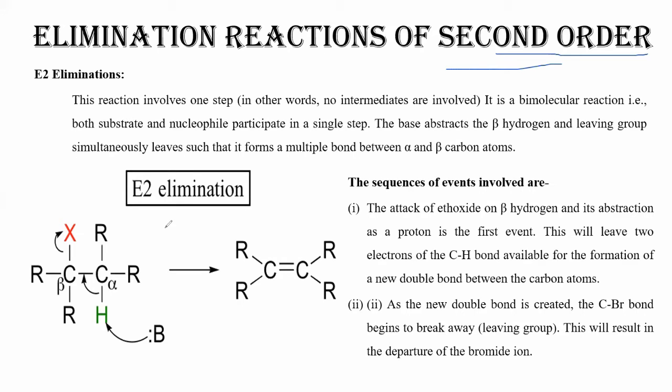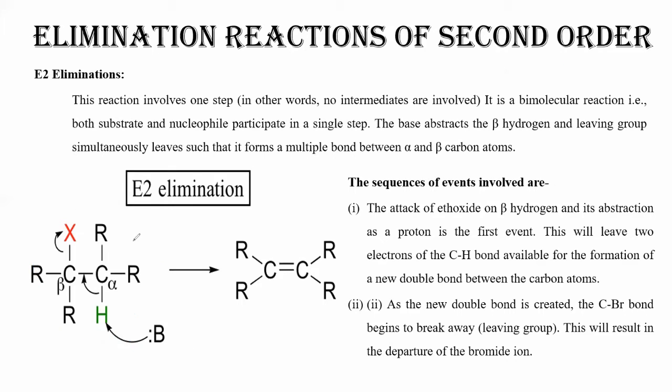Now second order means, you already know from your knowledge of substitution reactions that first order means only the formation of carbocation will happen and the leaving group will leave. So it depends on the substrate only. But whenever we are saying second order, then two species will be involved in the step. One is the base, another is the substrate. Those two species are involved. That's why it is called second order reaction.